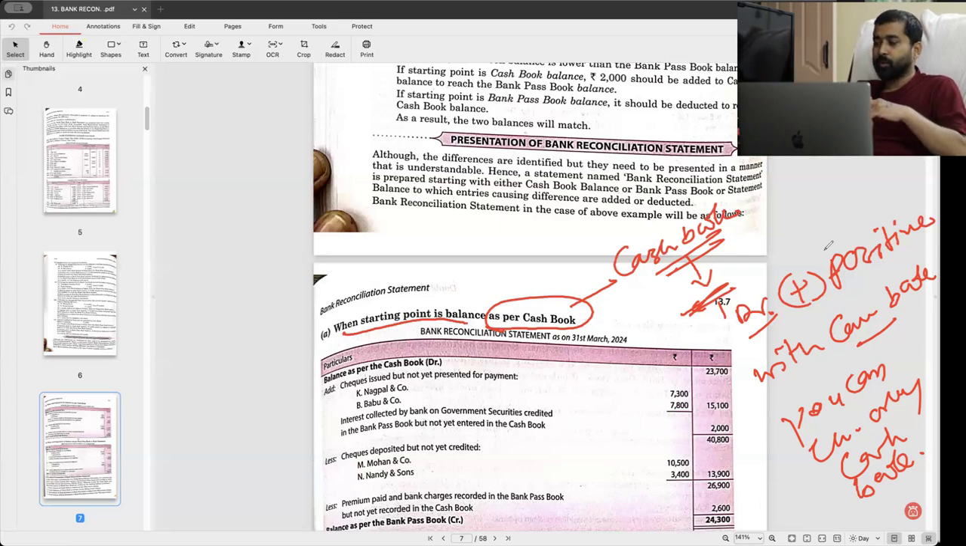So for that purpose, what is the logic behind it? If you have the cash book balance with you, you can change only the cash book. Remember that. Cash book balance: debit means positive, credit means negative or subtraction.